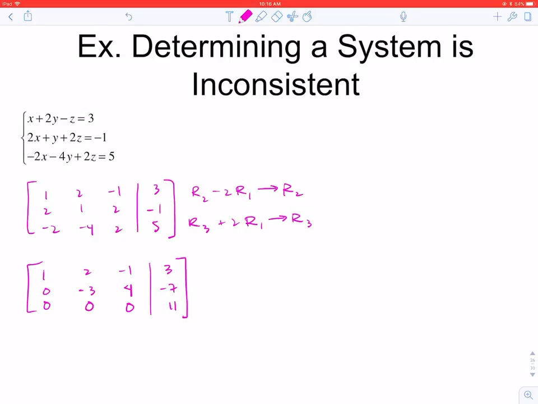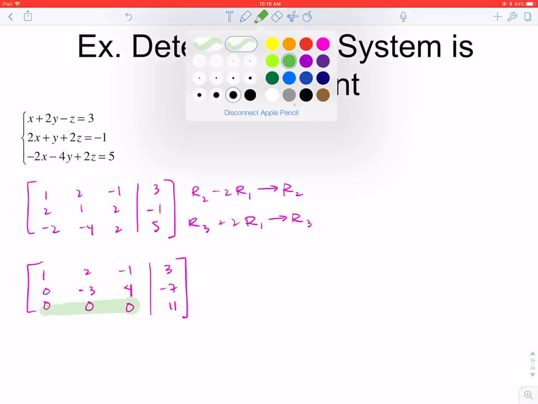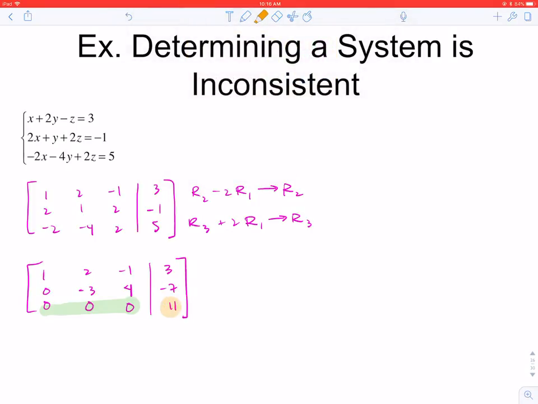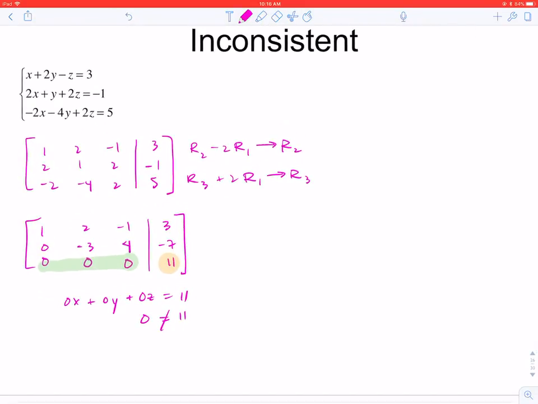Okay, so right here in the bottom row, we ended up with all zeros on the left-hand side, but we ended up with a constant on the right-hand side. So what this would be really saying is 0x plus 0y plus 0z equals 11, which is just 0 equals 11, and that's not true. So we can tell now that there is no solution to this system. It is an inconsistent system.